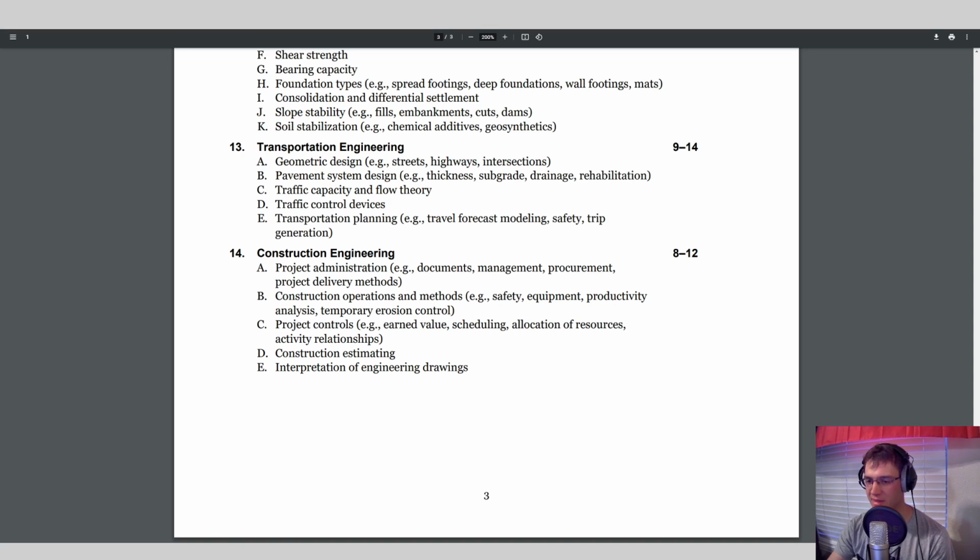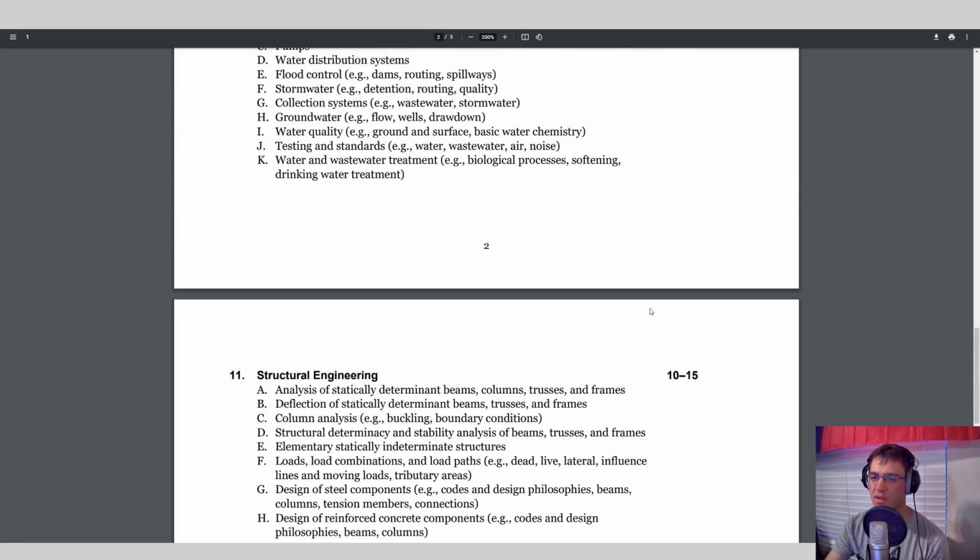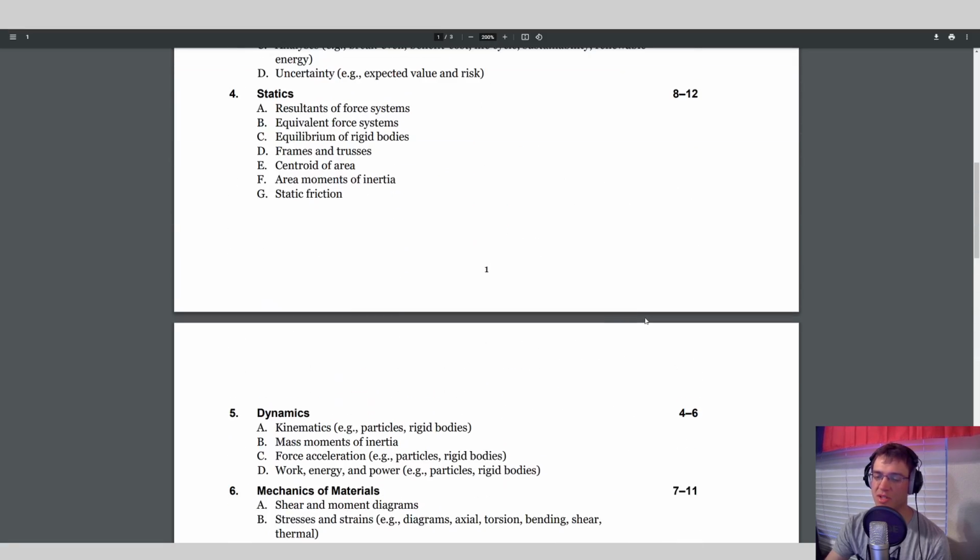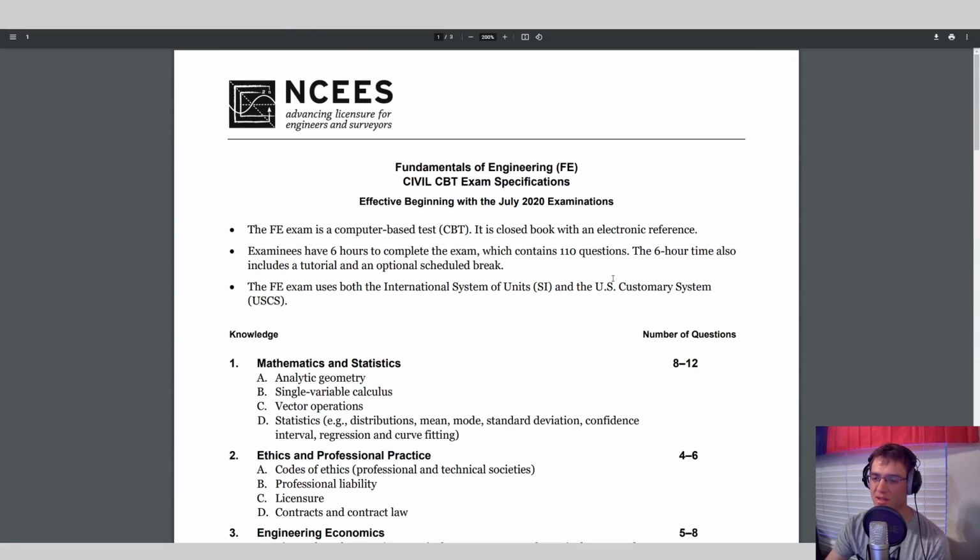And then finally at the bottom, construction engineering: project administration, construction operations, project controls, construction estimating, interpretation of engineering drawings. So that is what you need to know if you want to take the civil exam. And now that I'm looking at it, I'm like, holy cow, I wonder if I should probably move to one that's a little bit more relevant to me.